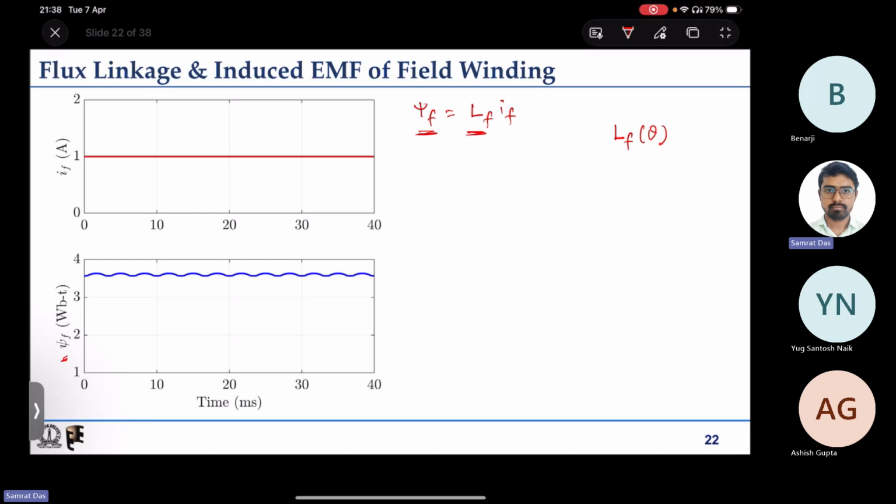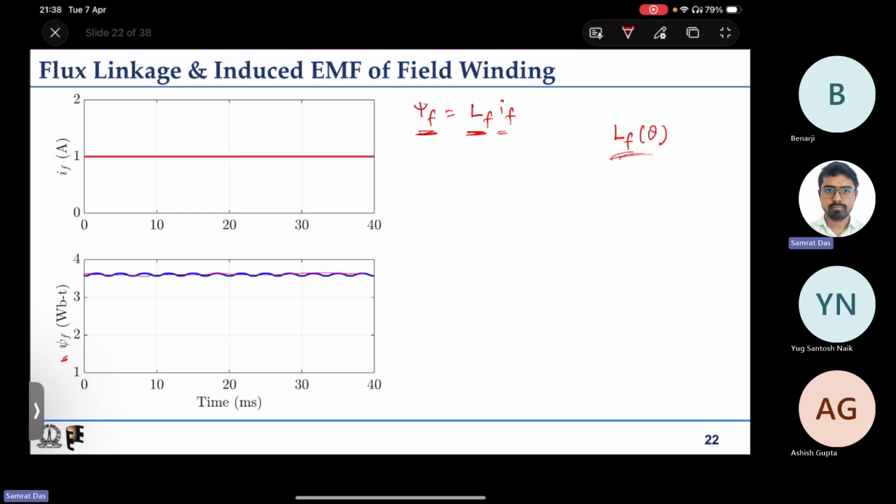So with rotor position there will be a small quantity of induced EMF, but that variation is very negligible compared to the induced EMF that would be there because of varying current across the inductance. If DC current is flowing, no transformer induced EMF will be there across the winding. So for this field winding, only a small variation is there.